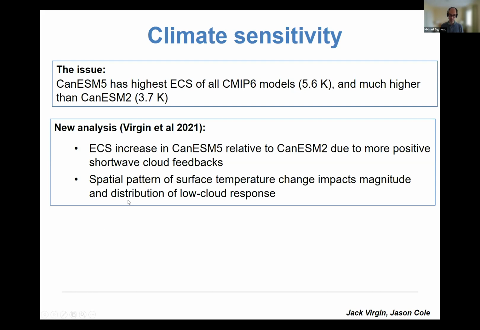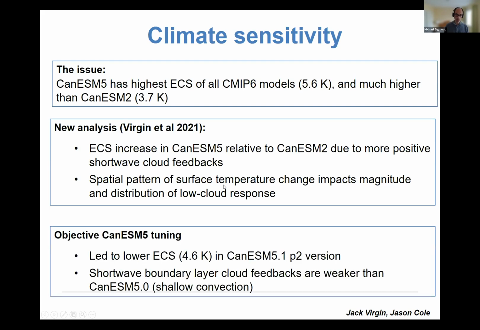And they also found that the spatial pattern of the surface temperature change impacts the magnitude and the distribution of the low cloud response, which again are important for these shortwave cloud feedbacks. And then this objective CanESM5 tuning, as already mentioned, led to a lower ECS, 4.6 Kelvin now. So Jack did a quick analysis on some early simulations and found that it's really the shortwave boundary layer cloud feedbacks that are weaker in this P2 version than in the P1 version and also in CanESM 5.0.